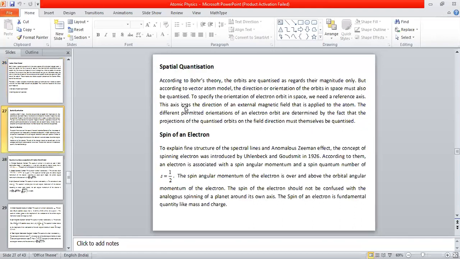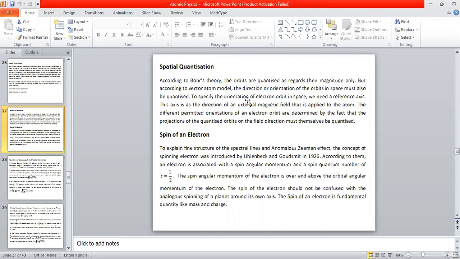Let us try to understand the first one, spatial quantization. Please remember, this concept of spatial quantization is related to quantization. We have already discussed one type of quantization in the case of Bohr's theory, and the same type of quantization was extended even in Sommerfeld's theory. The second postulate of Bohr's theory tells about quantization. It says that an electron can revolve around the nucleus in only those orbits in which the angular momentum of the electron, capital L, is quantized. That is where quantization comes into the picture in Bohr's theory.